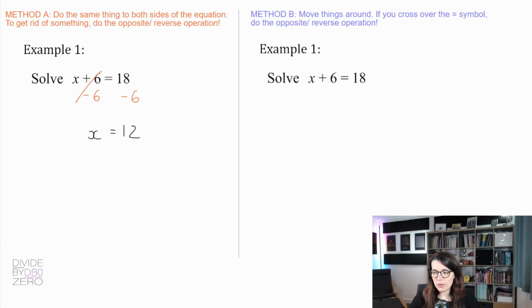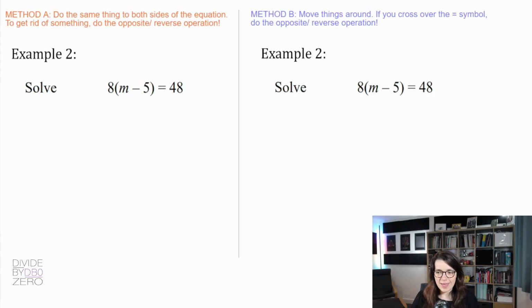Now, method B on the right is to move things around in order to solve the equation. And when you're moving things around, if you cross over the equal symbol, then you have to do the opposite or reverse operation. So in this case, if I wanted to move the plus 6 to the other side of the equation, I cross over the equal symbol, which means it's now the opposite, so it's minus 6. And again, that just leaves me x on the left and then 18 take away 6 on the right, so 12. Same answer, two different methods.